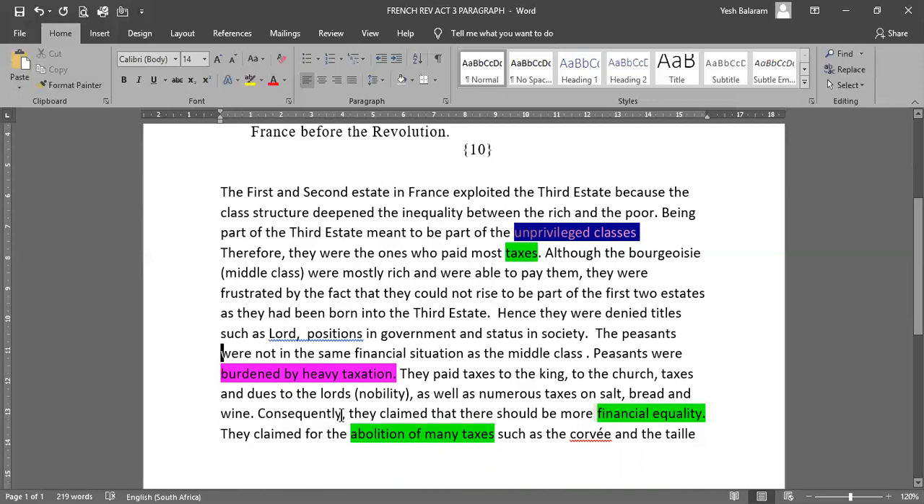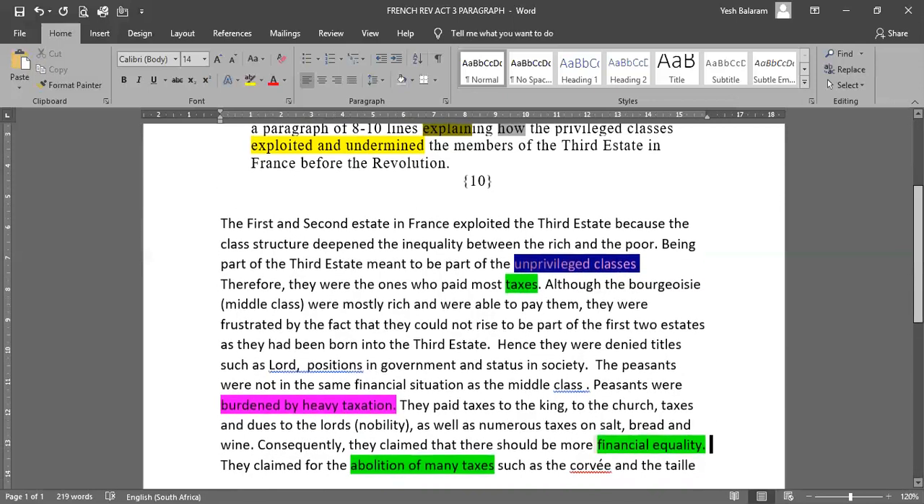Consequently, meaning therefore, they claimed that there should be more financial equality. So this, in other words, was their demand. They were saying it was totally unfair that they should be exploited, abused in this way. Again, a reference to the question that it was they who had to carry the large burden of taxes in the country. They claimed for the abolition of many taxes. Abolition means bringing an end or removal of these taxes, such as the corvée and the taille.